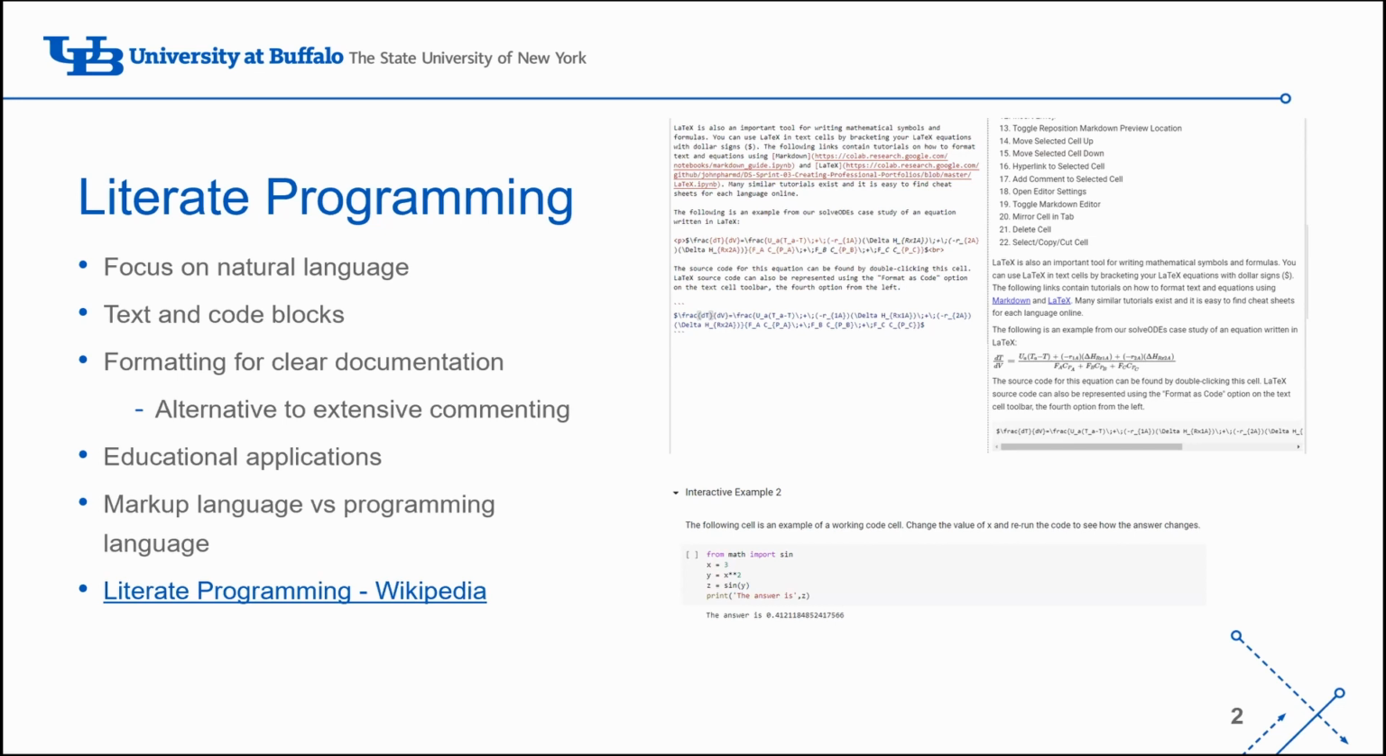A markup language is used to format the text blocks, and a programming language is used to execute the code blocks. The first image on this slide shows the markdown source code on the left and the rendered text on the right. The second image shows a block of rendered text and a code block that has been executed using the Python script. This slide also contains a link to the Wikipedia article on literate programming for further study.